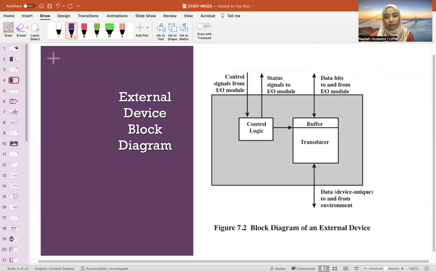Okay, so this is a block diagram of an external device. So remember, you had your I/O module, and we had some links going on to the peripheral device.